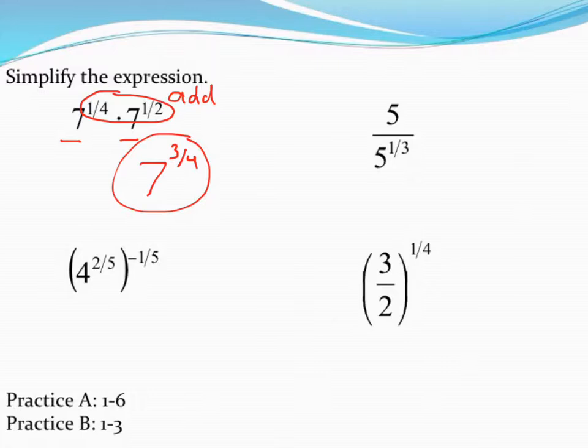If I were to work that out, it would be irrational, and I never want to get decimals. Anytime you see the word simplify, we want to make sure we're not working with decimals. So 7 raised to the 3/4 is my simplified answer. Let's keep going across and do a few more examples.